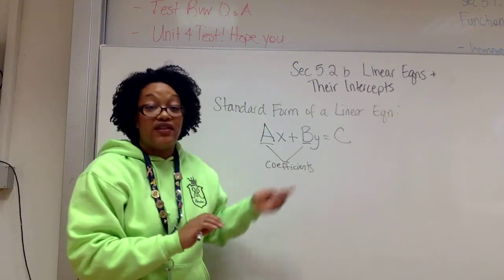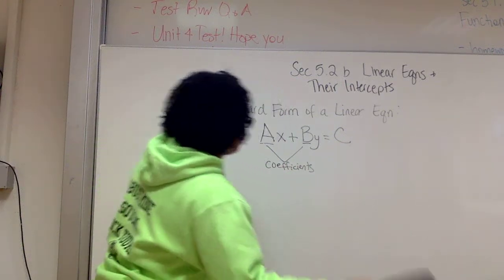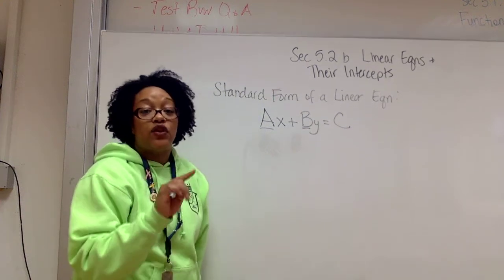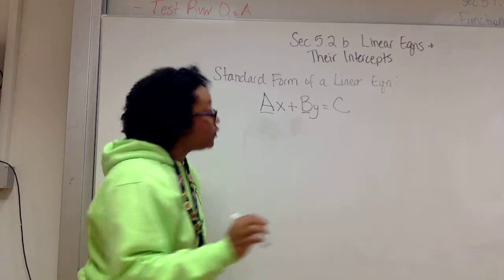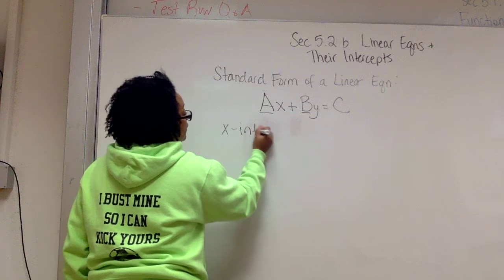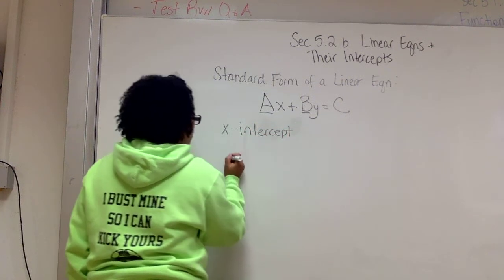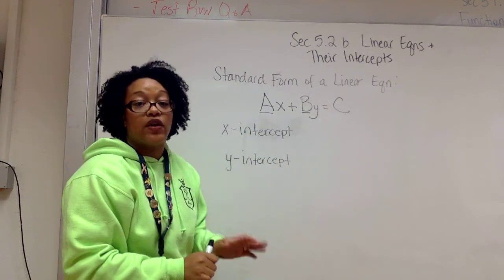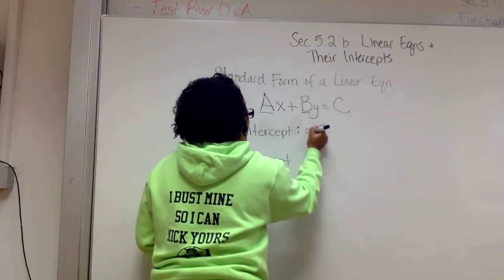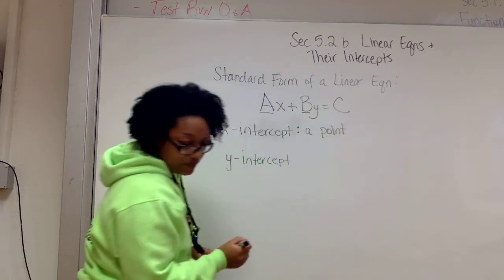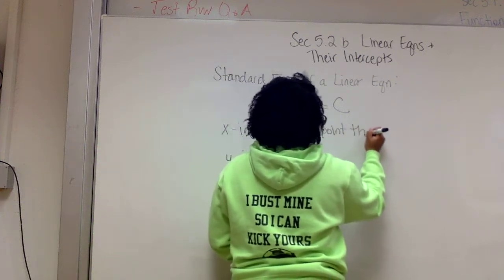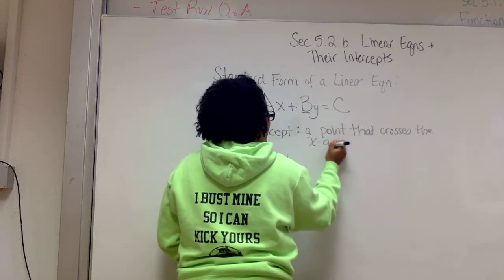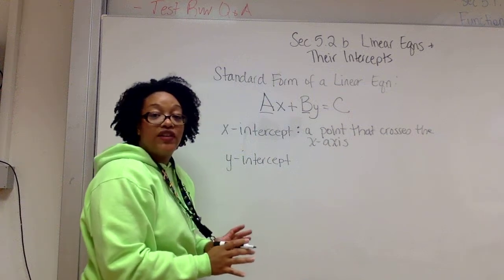Now, when your equation is in this format, you will be easily able to find the graph's two special points. Those two special points are your x-intercept and your y-intercept. So let's talk about your x-intercept first. Your x-intercept is a point that crosses the x-axis. Okay? We all know what the x-axis is.